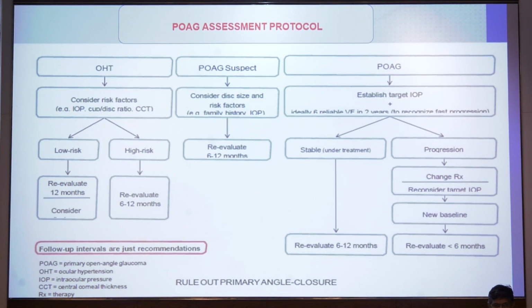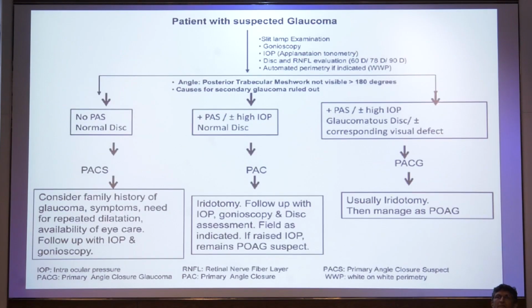Then POAG suspects, again, we can consider they are the disc suspects basically and have maybe a risk factor. They can be evaluated earlier, at 6 months. While for POAG patients, we have to establish a target IOP, and ideally 5 to 6 visual fields have to be done within 2 years so that we can determine whether progression is occurring or not. If they're stable, then we can reevaluate every 6 to 12 months. If they're not stable and there is progression, then we need to either change the treatment, set a new baseline IOP, and then reevaluate even earlier than 6 months.